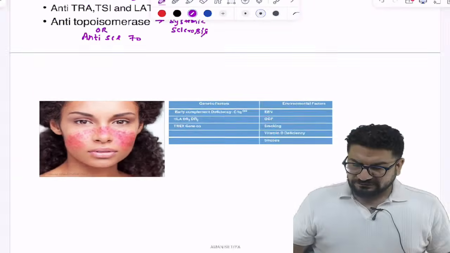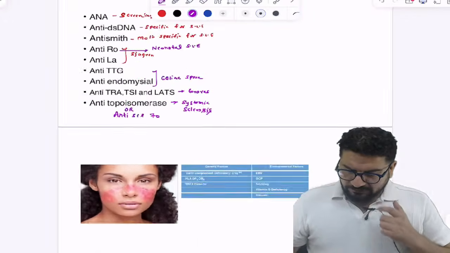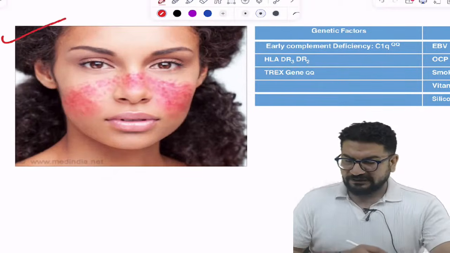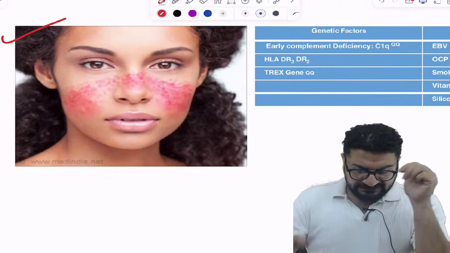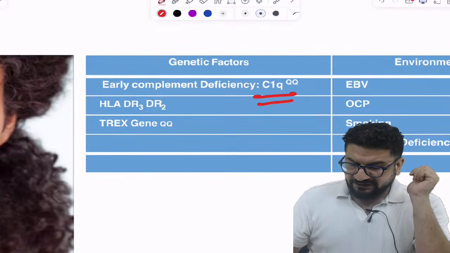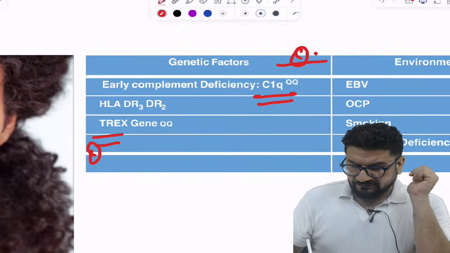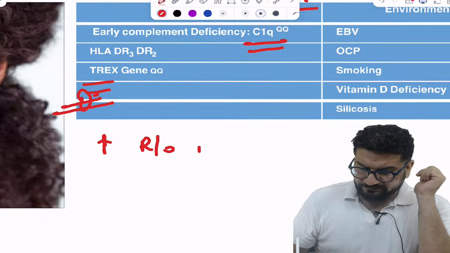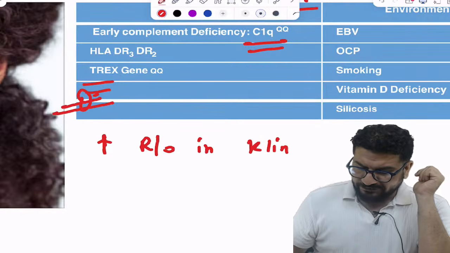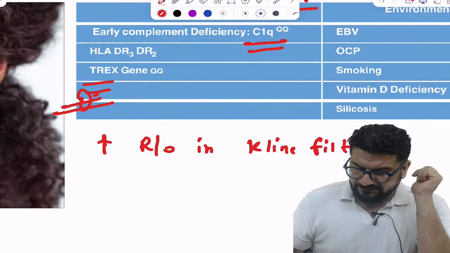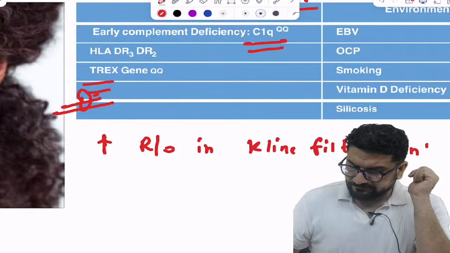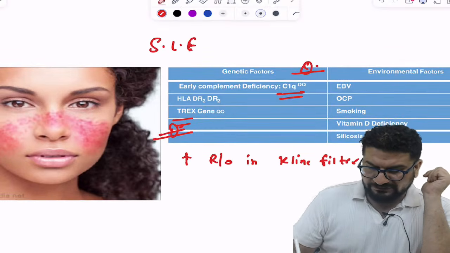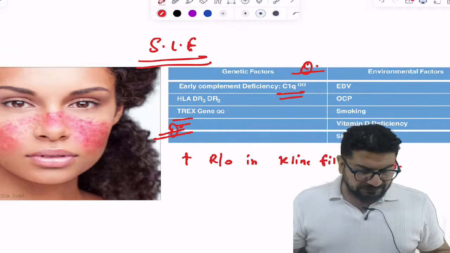Okay, let's see a few more things about SLE. This is butterfly rash. You all know how butterfly rash presents. SLE में और क्या पूछते हैं? C1q inhibitor deficiency, TREX gene, and a new MCQ: there is increased risk of SLE with Klinefelter syndrome. Those patients who have Klinefelter syndrome will have increased risk of SLE. So this is about your SLE. Butterfly rash आजकल कोई नहीं पूछता. So we are talking about those topics which are expected to come.